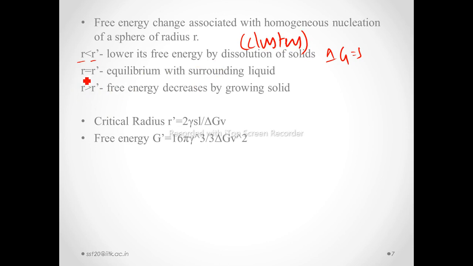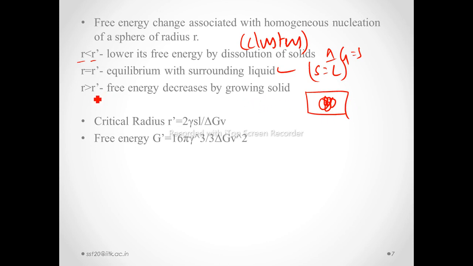If the radius formed is equal to R star or R dash, the solid is in equilibrium with the liquid. If R is greater than the critical radius, then the free energy can be reduced by growing this solid. The solid will grow and form a stable nucleus. Then the liquid will transform into the solid. That is, the phase transformation starts to begin.